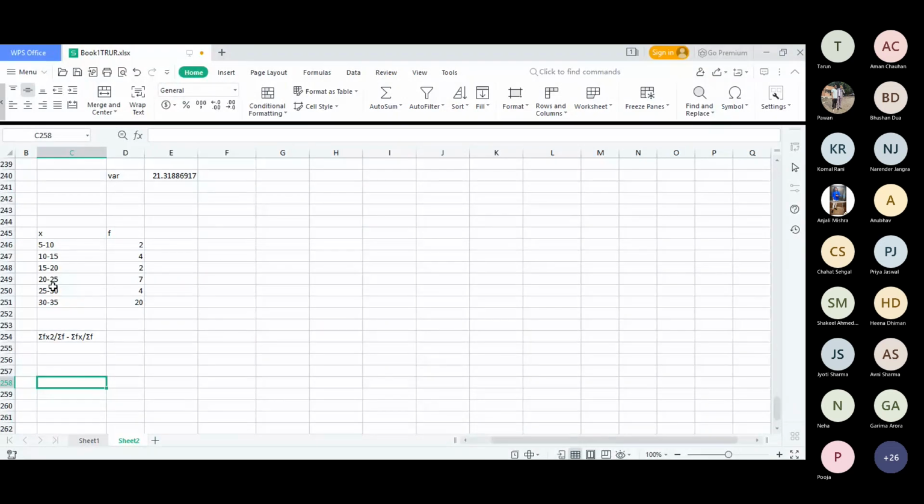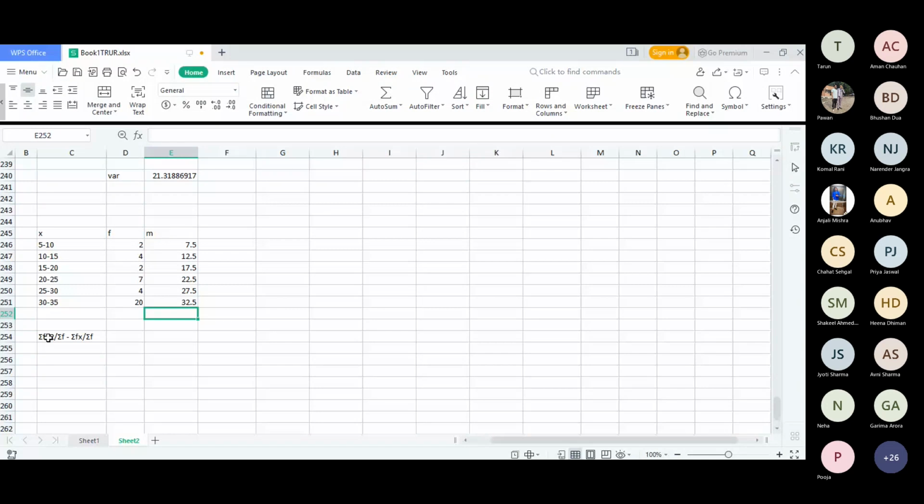In that case, you first have to calculate the midpoint of the data. The midpoint of 5 to 10 is 7.5. The midpoint of 10 to 15 is 12.5. Then you have 17.5, then 22.5, 27.5 and 32.5. So this will be your M.